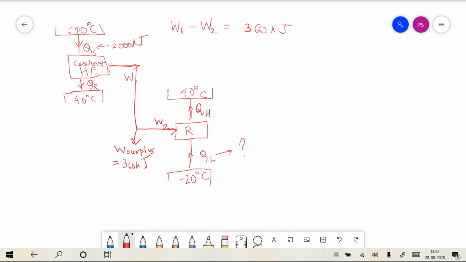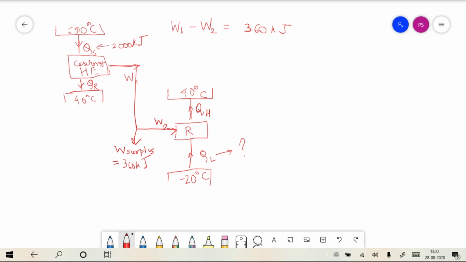I hope you are clear now on what is to be found out. So try to solve this. Note that this is an ideal engine and this is an ideal refrigerator. So you can use the expression for efficiency in terms of temperature for this engine, and the expression for COP in terms of temperature for this refrigerator. This is the hint which has been given to you. Note that all these temperatures are to be converted to Kelvin.